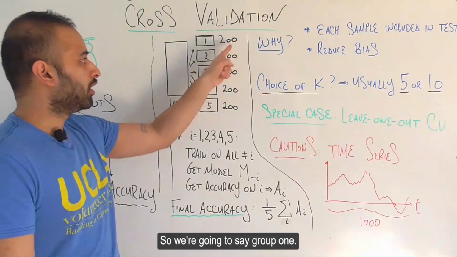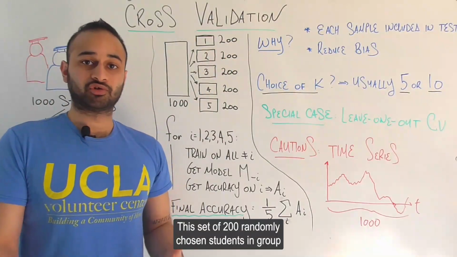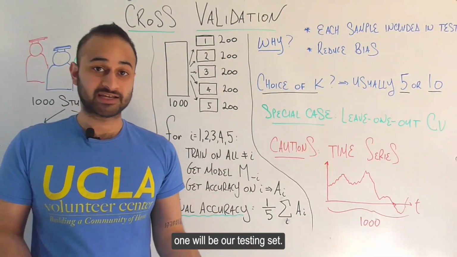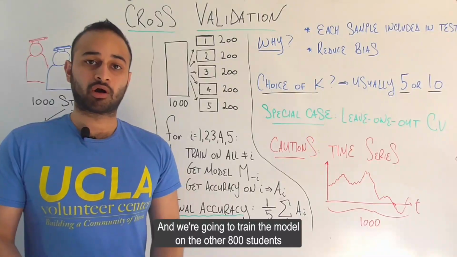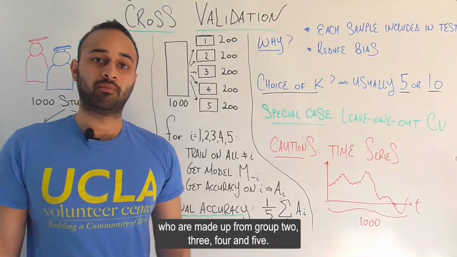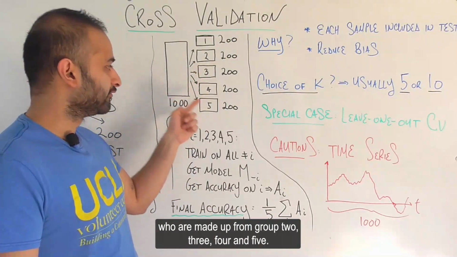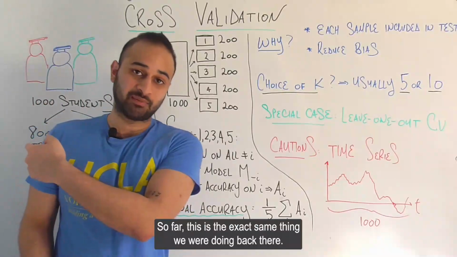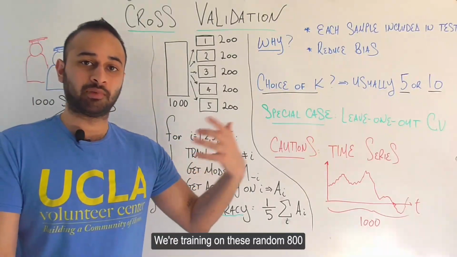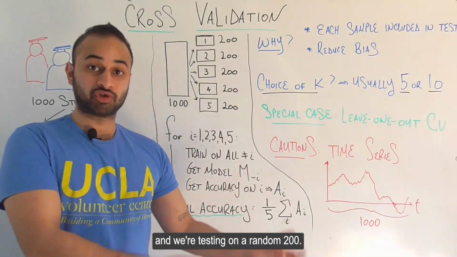So we're going to say group 1, this set of 200 randomly chosen students in group 1 will be our testing set. And we're going to train the model on the other 800 students who are made up from group 2, 3, 4, and 5. So far, this is the exact same thing we were doing back there. We're training on these random 800 and we're testing on a random 200.